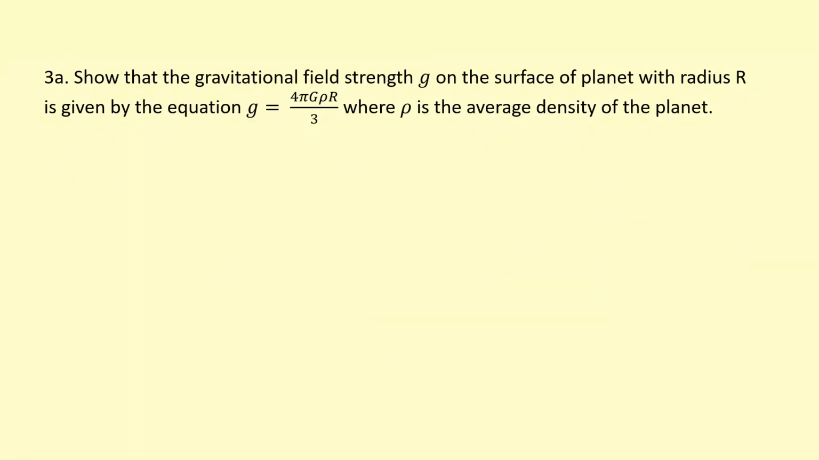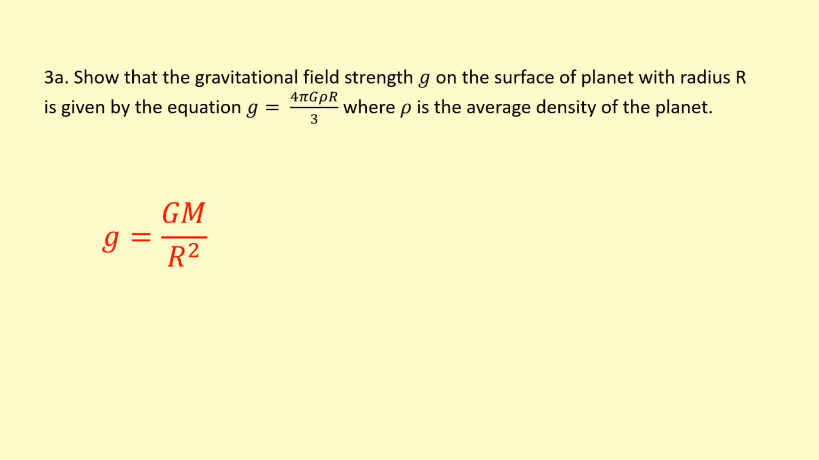Question 3 here. Show the gravitational field strength g on the surface of a planet with radius capital R is given by this equation here. We've got 4 pi G rho R over 3, where rho is the average density of the planet. So let's start with the equation of gravitational field strength, GM over R squared. I'm actually going to use capital R here for the distance from the center to the point, because I'm interested in the gravitational field strength on the surface of the planet.